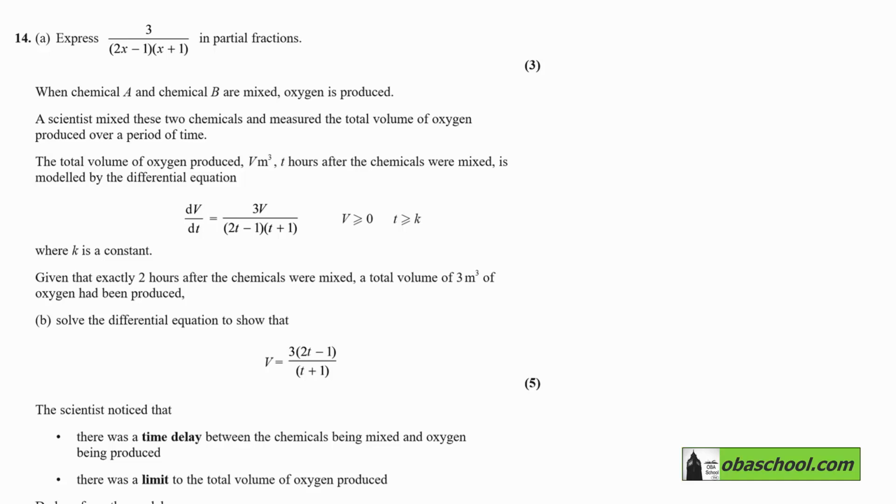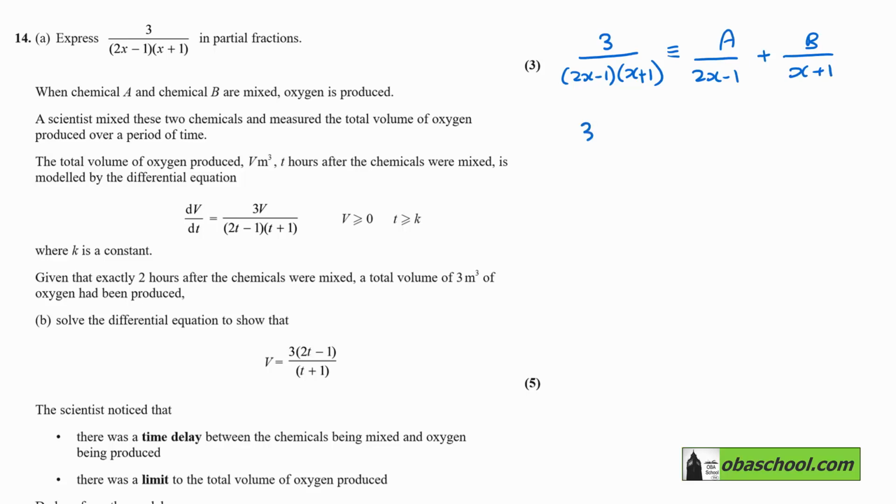First part of this question says express 3 over (2x minus 1)(x plus 1) in partial fractions. They're both linear factors in the denominator. So we can straight away write 3 over (2x minus 1)(x plus 1) as A over (2x minus 1) plus B over (x plus 1).